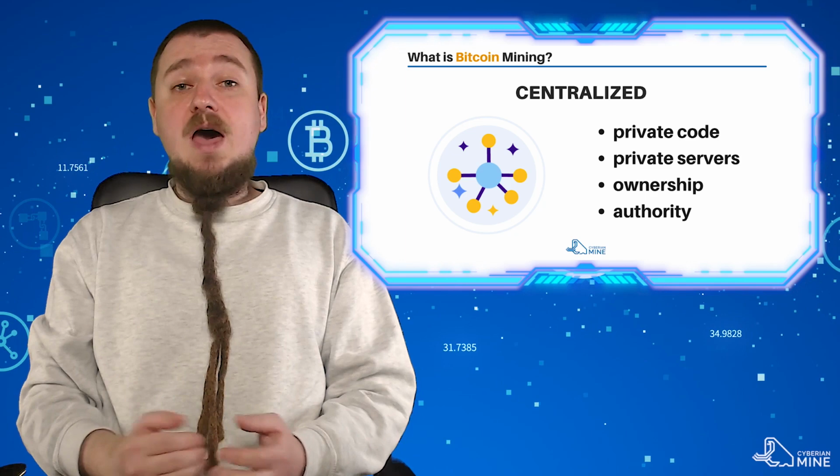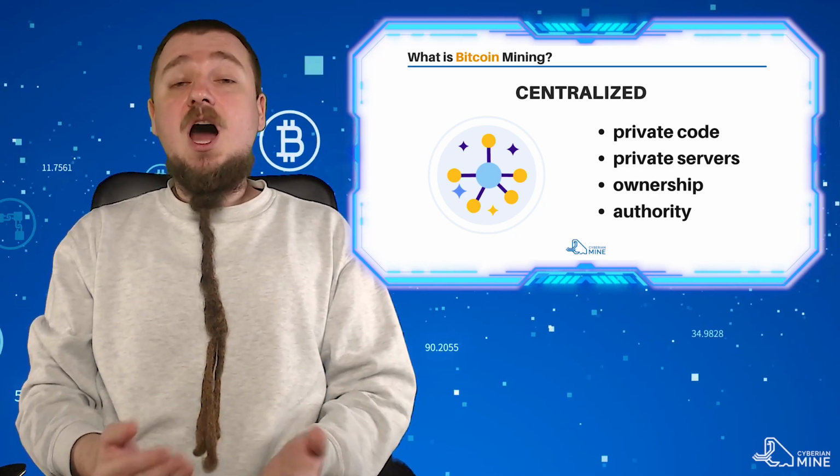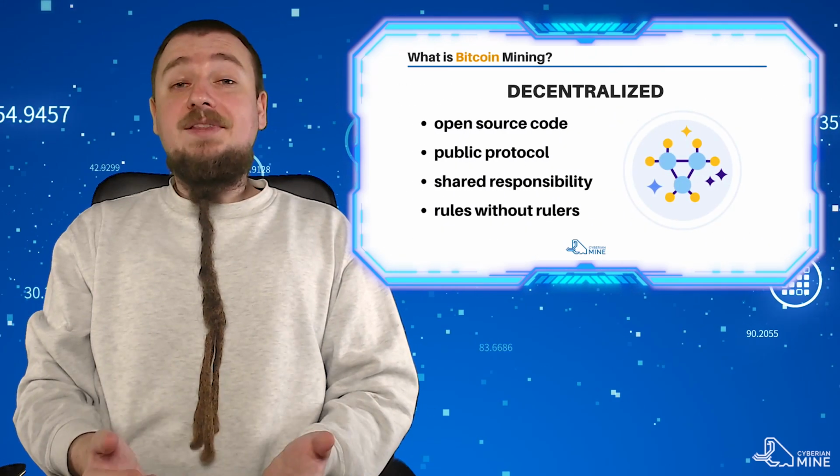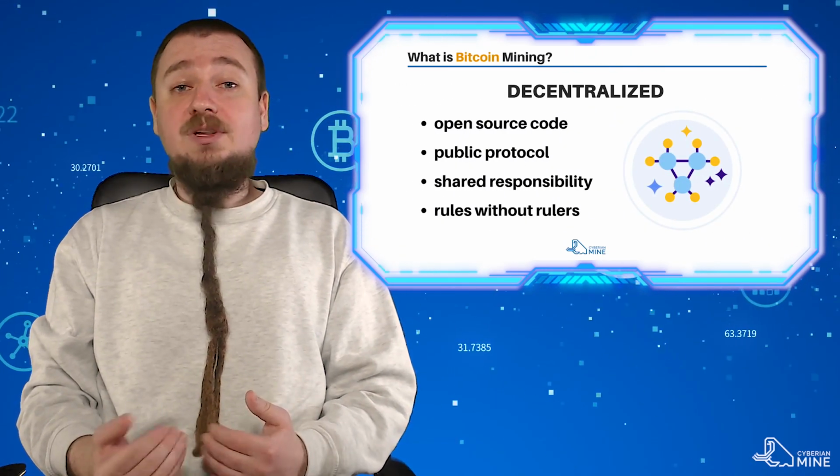Centralized systems also have clear ownership, and decisions regarding how the system functions are made through a system of authority. On the other hand, we have decentralized systems like Bitcoin, which operates in a whole different way.